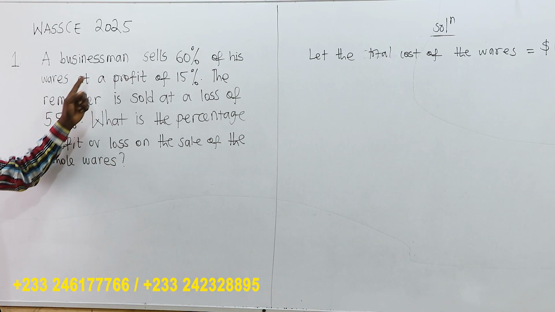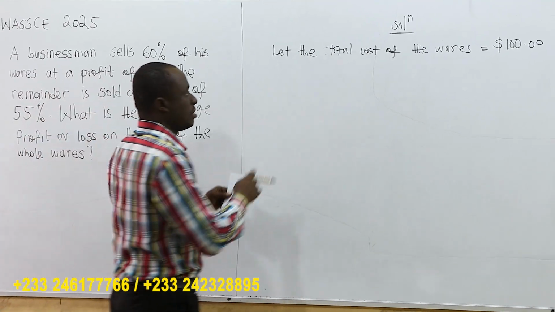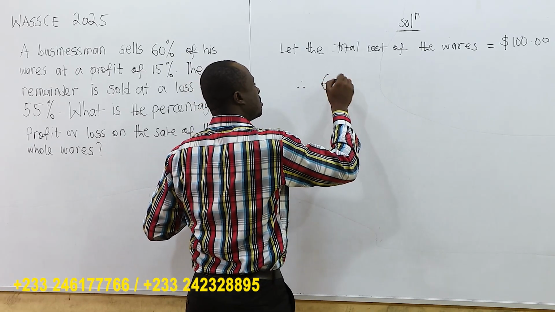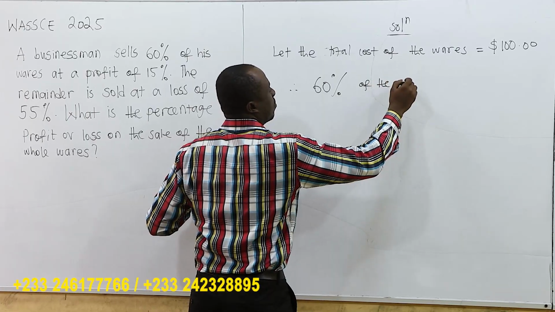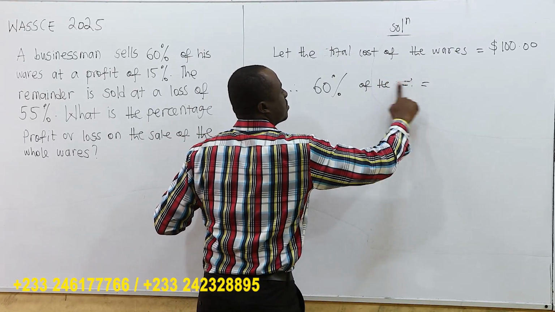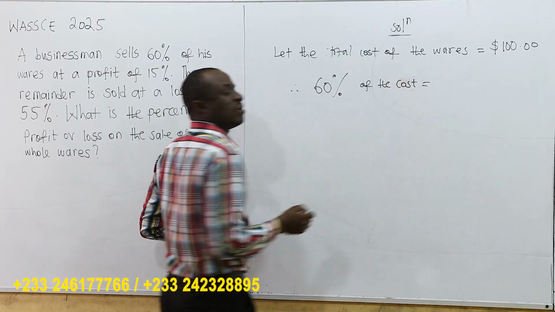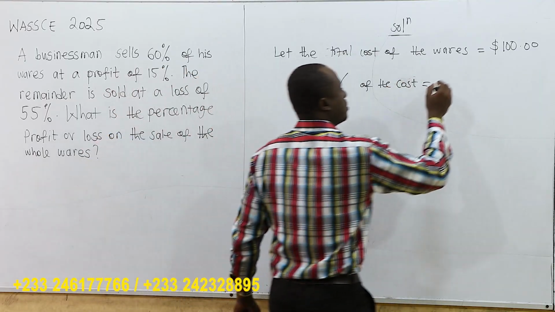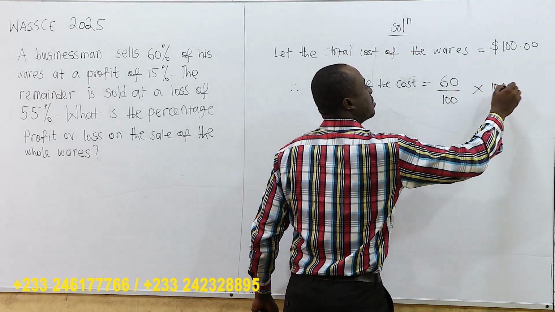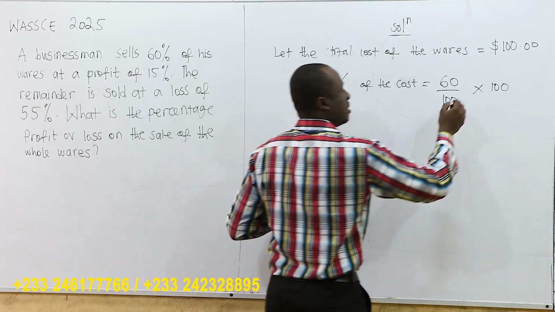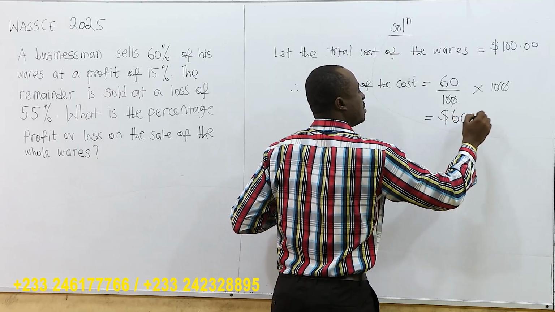And then we're being told that the businessman sells 60% of his wares. So let's say 60% of the cost. What do you think will be the 60% of the cost? So that is 60 out of 100 times the $100. So clearly, these two zeros cancel, and this is just $60.